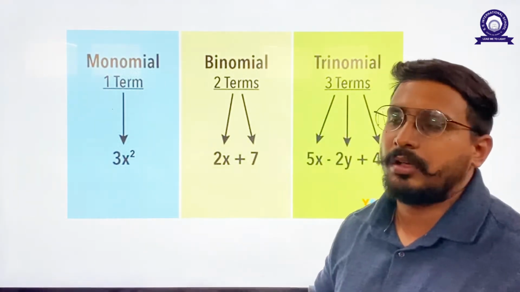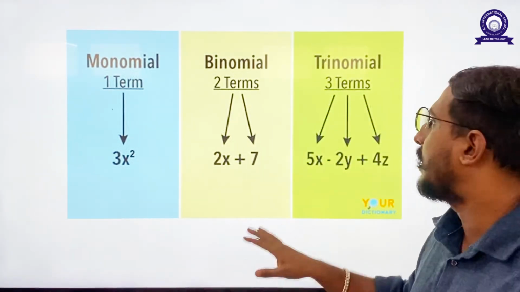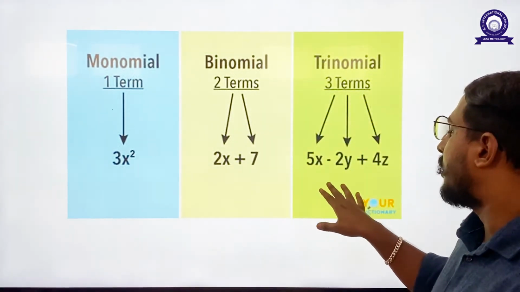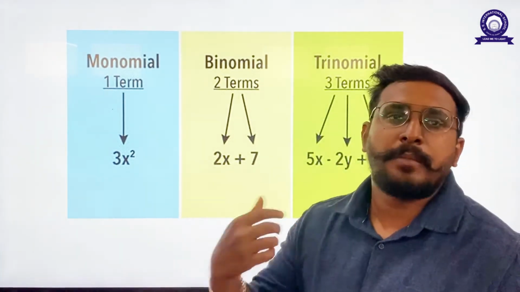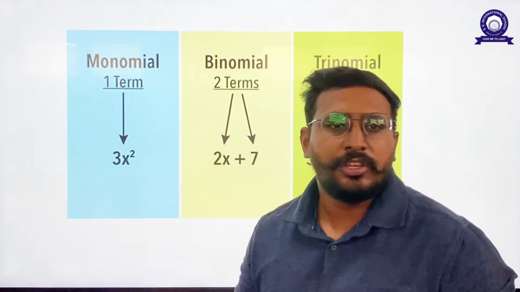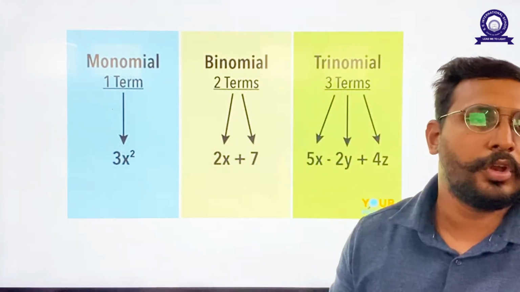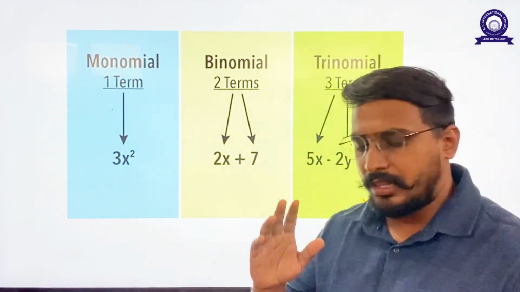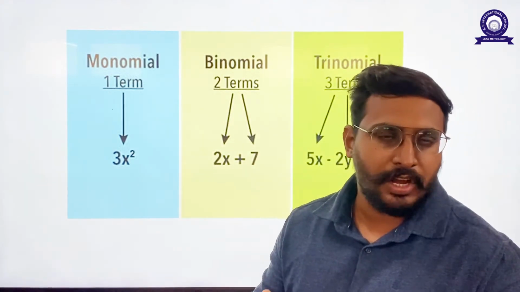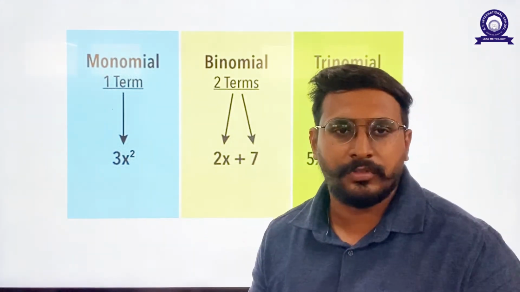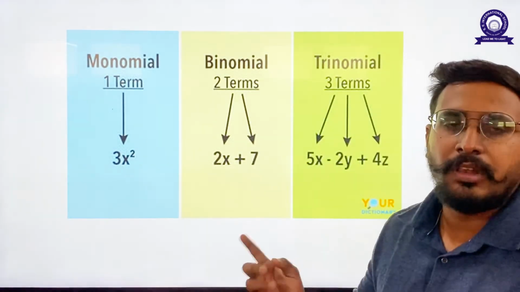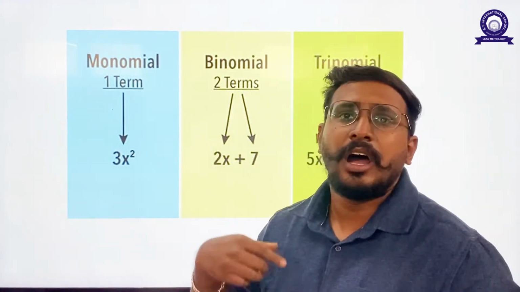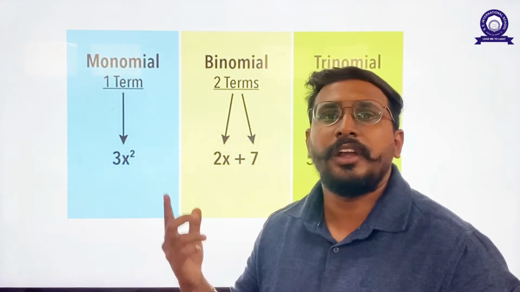For example, I can give you an example: a trinomial is given, there are three terms. I will give you the example of 5x minus 2y plus 4z minus 4a. That is also a polynomial. In a trinomial there are three terms, and we can add more terms, that will become your polynomial. Okay, so moving forward we'll be looking at what we cannot say is a polynomial.